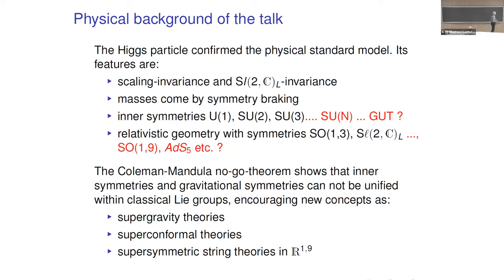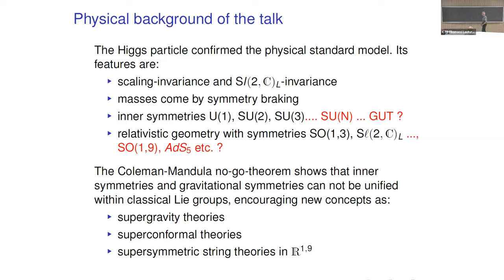But the point is, there is, I think, approximately 50 years ago, a theorem of Coleman and Mandula, which says that under reasonable physical assumptions, which are technical assumptions on scattering amplitudes, the analyticity of the scattering matrix, it is shown that you cannot combine the compact groups and the dynamic groups like SL2C or the covering group into one big classical Lie group unless it's a direct product. So you cannot really have a unification where these are pieces of a larger group which is, say, simple.